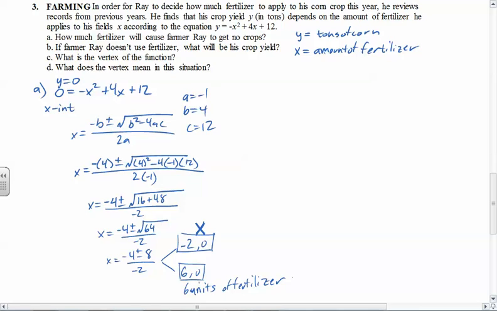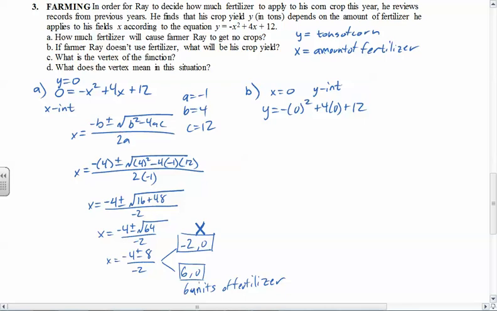All right, let's go on to letter B. If Farmer Ray doesn't use fertilizer, what will his crop yield be? Well, no fertilizer would be x equals 0, and so that means we're going to go y equals negative 0 squared plus 4 times 0 plus 12. Now if you're saying, but that's the y-intercept, you are exactly correct. So I hope you were thinking that.